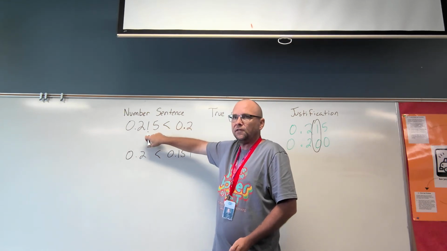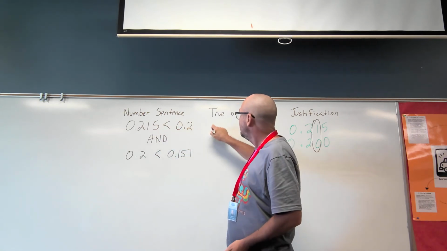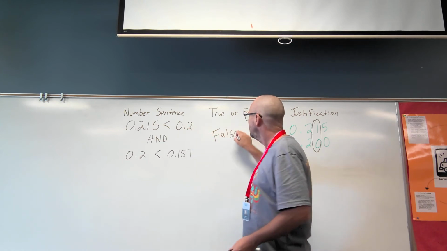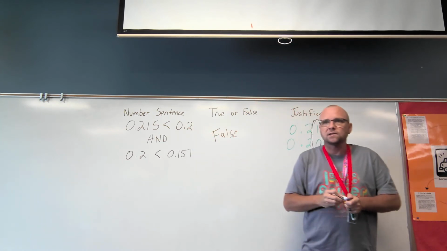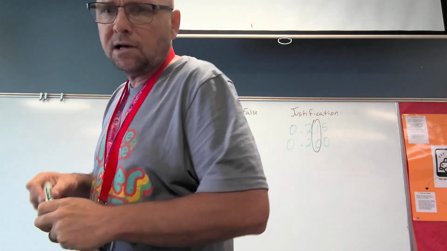0 and 215 thousandths is greater than 0 and 2/10. So knowing that one's not right, then I can say false. I don't even have to check the second one. Nope. Don't even have to. Let's look at the last. Let's look at 139. No, we don't need to look at that.